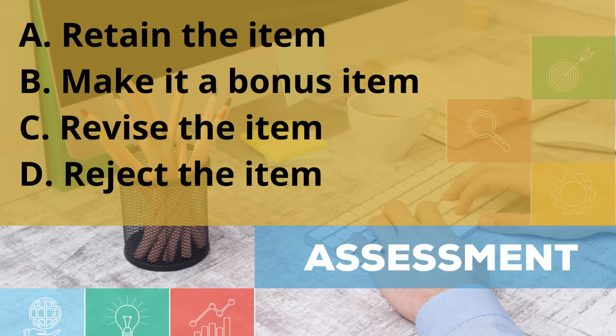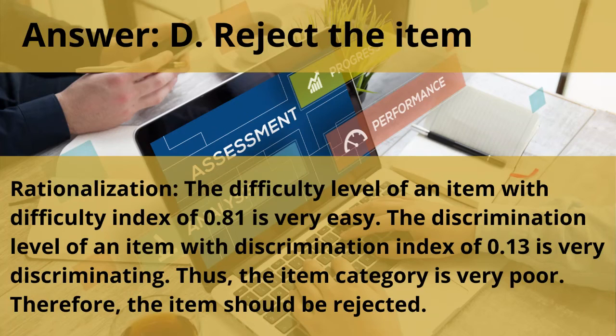The correct answer is option D, reject the item. The difficulty level of an item with a difficulty index of 0.81 is very easy. The discrimination level of an item with a discrimination index of 0.13 is very discriminating. Thus, the item category is very poor. Therefore, the item should be rejected.